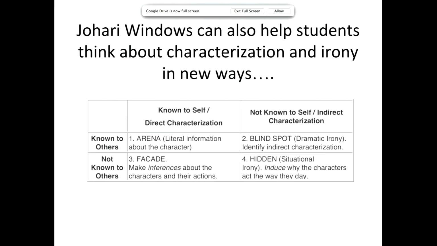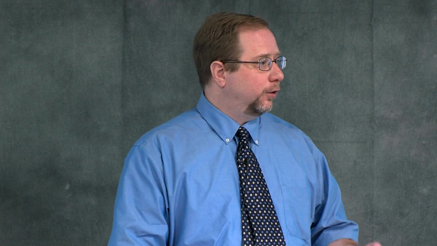Johari Windows can help students think about characterization and irony in new ways. So I had to check myself, make sure I wasn't chasing rabbits again, looking for a shiny piece of technology and getting obsessed with the technology and missing the content. Here we're coming back to the content. We're exploring situational irony, verbal irony, dramatic irony, direct and indirect characterization. So this is a way to graphically organize and scaffold these kinds of literary concepts with students.